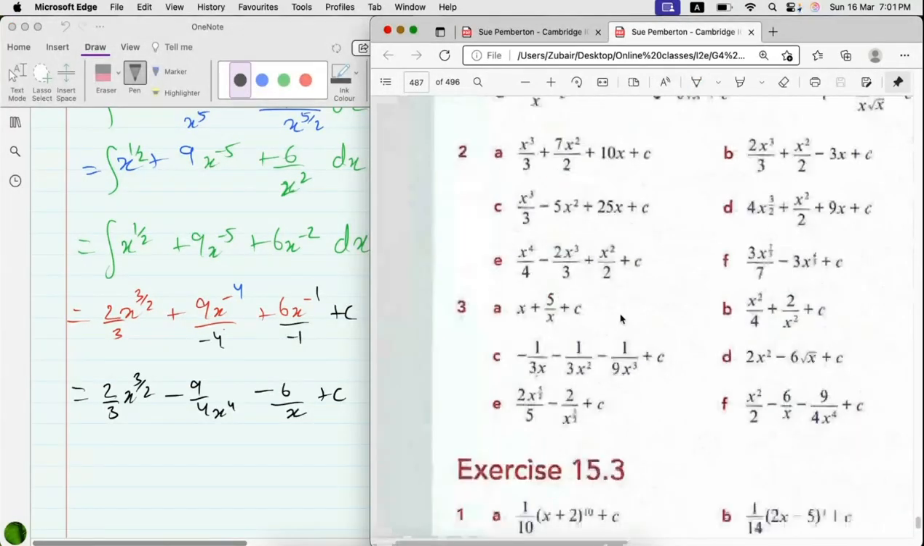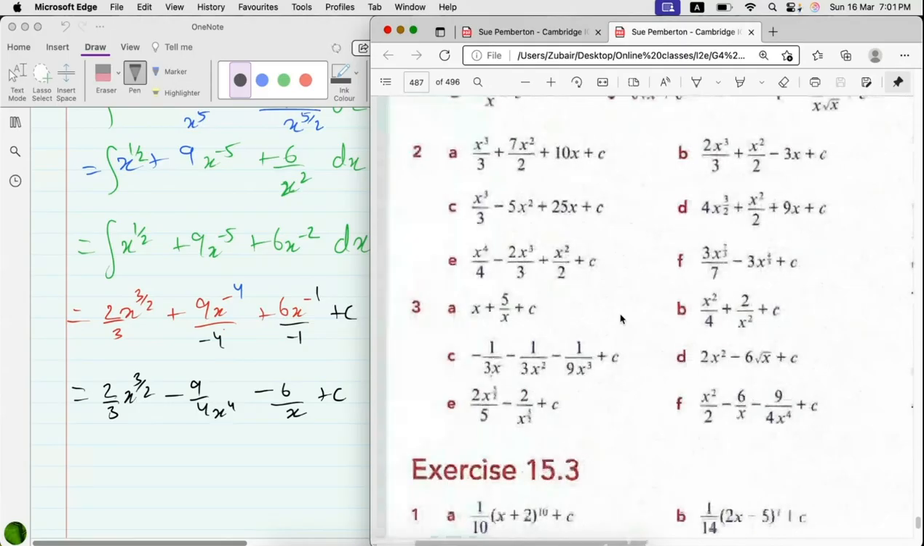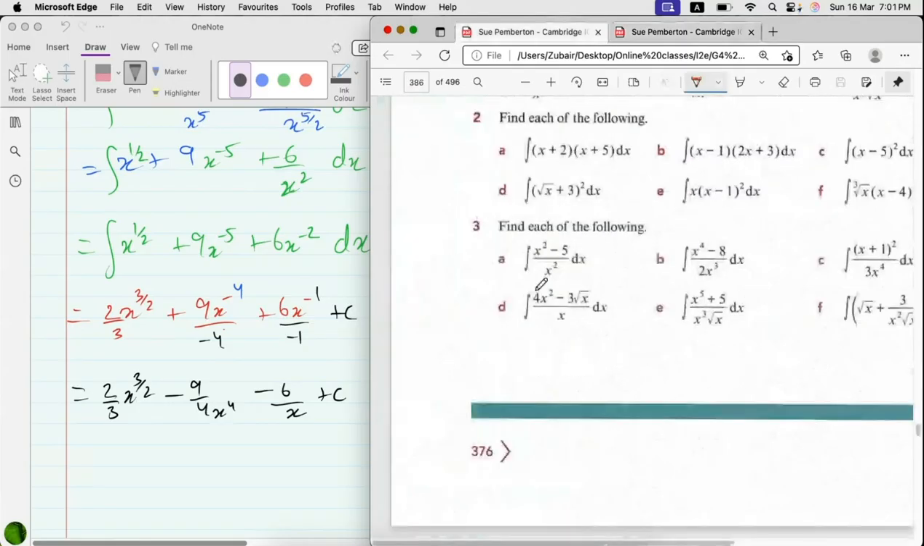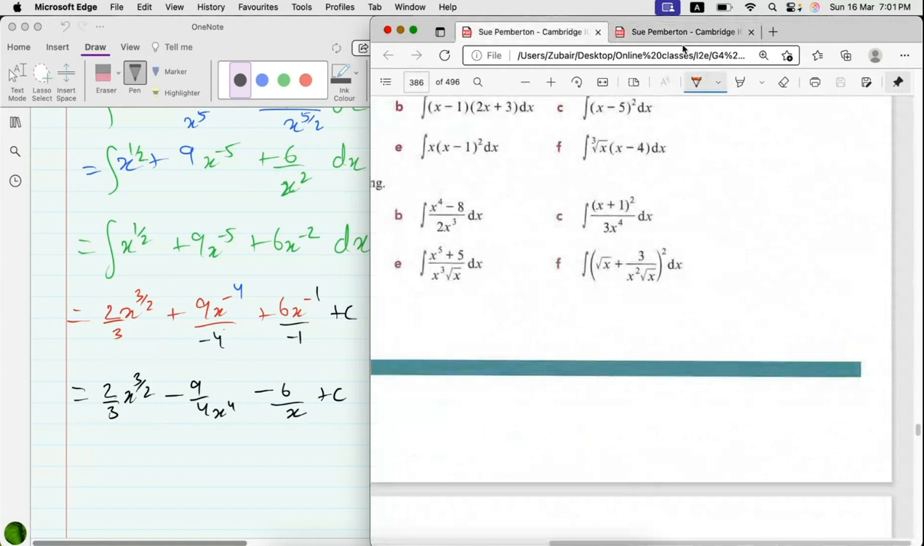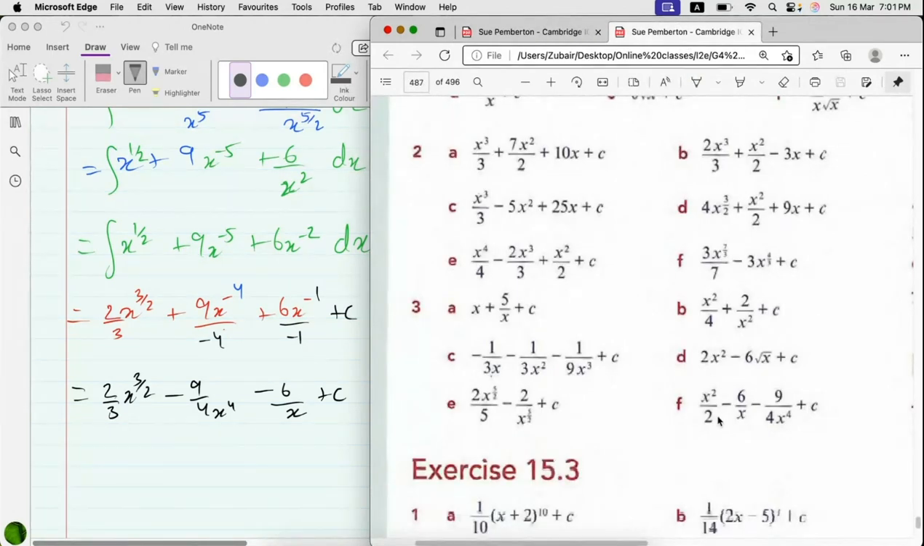Question 3, F. Having a slight difference. This is x squared by 2 minus x, minus 9 by 4x plus c. Okay, this x square over 2 is there. 6 over x is correct. This is correct. C is correct. I'm just going to quickly check the first one.